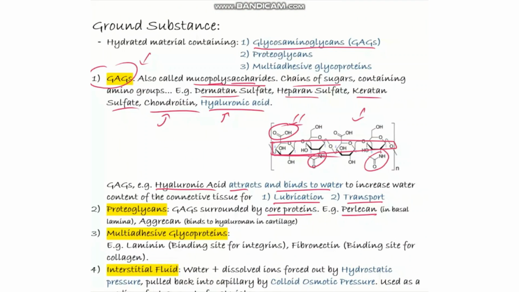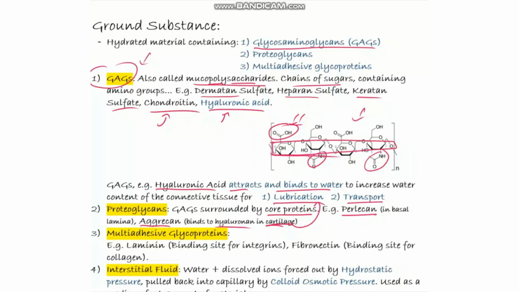Another example of proteoglycan would be aggrecan. Aggrecan is present in cartilage, and what it does is that it binds to hyaluronin or hyaluronic acid. And as it binds to hyaluronic acid, the hyaluronic acid tends to attract water towards it in the cartilage, which results in lubrication, for example, if it's present in the cartilage of an articular joint.